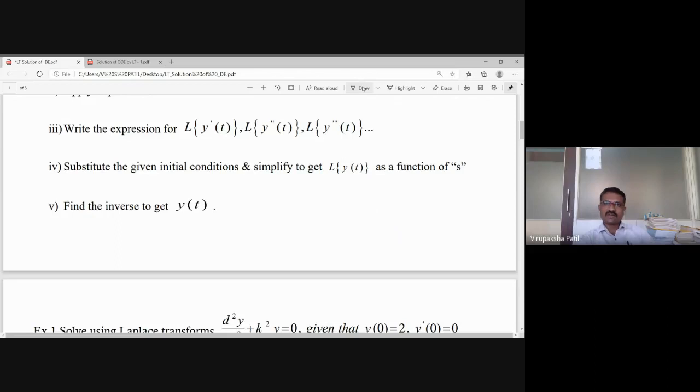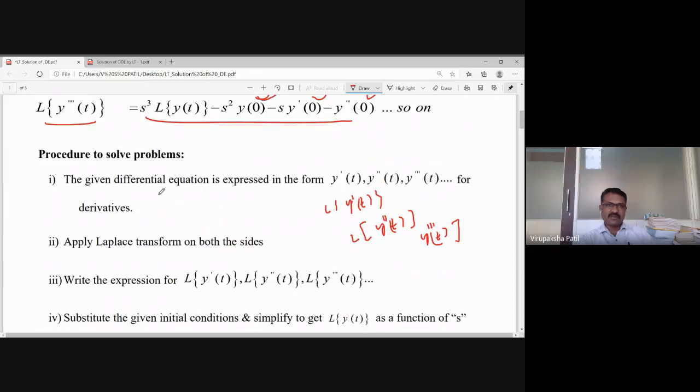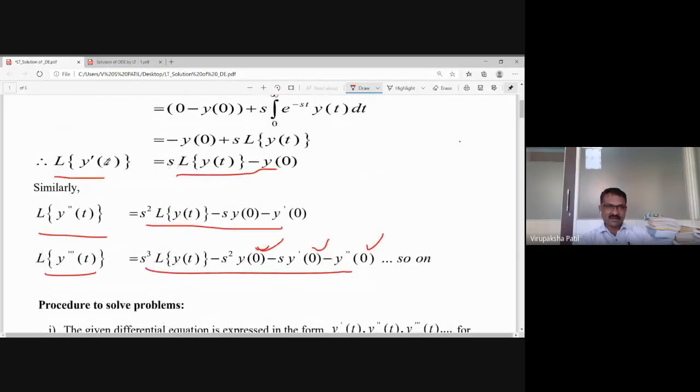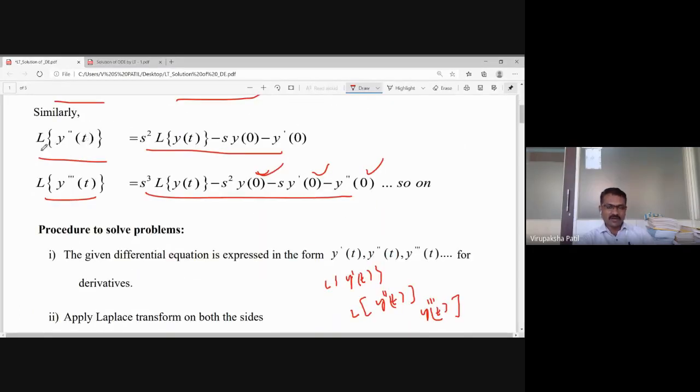Okay. Now to understand it much better, we'll take one or two examples. Please do remember this. L of y dash, that is the Laplace transform of the first derivative of y with respect to t, is s into the Laplace transform of y minus y at t equal to 0. L of y double dash of t is s square into L of y of t minus s into y at t equal to 0 minus y dash at 0.